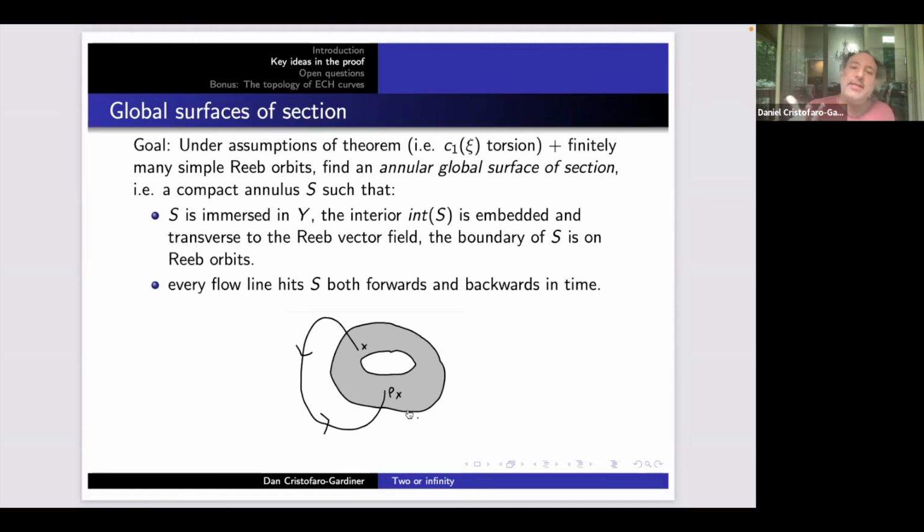Okay, so basically S is going to be embedded in the three-manifold. It actually could be immersed at the boundary, and that's something we need to consider in what we're doing. But the point is that I want to be able to do a dimensional reduction. So it should be transverse to the Reeb vector field, and every flow line should hit it both forwards and backwards in time. And so the real point is, maybe you can even see the little arrow, this so-called Poincare return map, where I start with a point X, and then I follow the Reeb vector field, see where it hits the surface of section again, and I get a new point P.